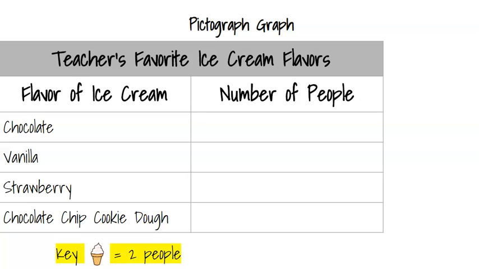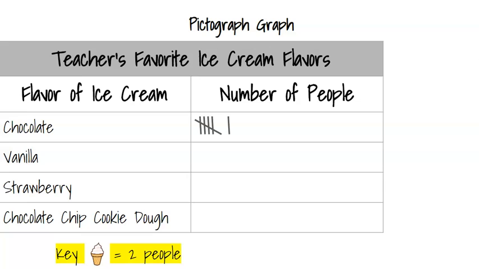But the most important thing to remember on pictographs is to look down here at the key. Typically on a pictograph, like for example, this is a picture of an ice cream cone, and this ice cream cone represents two people. So if I had two ice cream cones here for chocolate, that means that four people had chocolate as their favorite flavor. So let's go through and complete our pictograph.